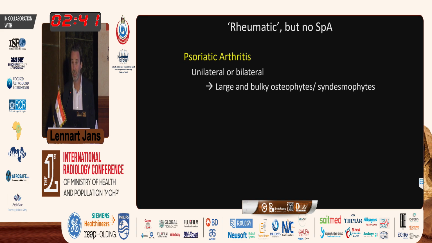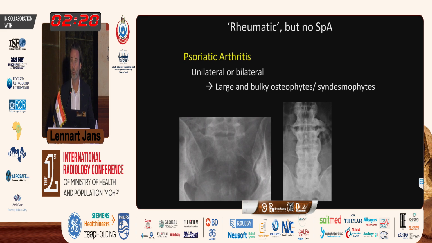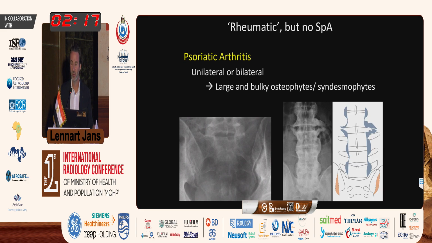Another one is psoriatic arthritis. So this is not spondyloarthritis, but psoriatic arthritis. Half of the patients will have skin lesions, so you can just go and have a look. And there we see a different type of osteophytes and syndesmophytes. So yes, we have sacroiliitis. It looks just the same as spondyloarthritis. But if you would do a radiograph of the lumbar spine, you can see these very bulky syndesmophytes. And this is very typical of psoriatic arthritis. It's a different treatment, so we have to make the difference between psoriatic arthritis and spondyloarthritis.